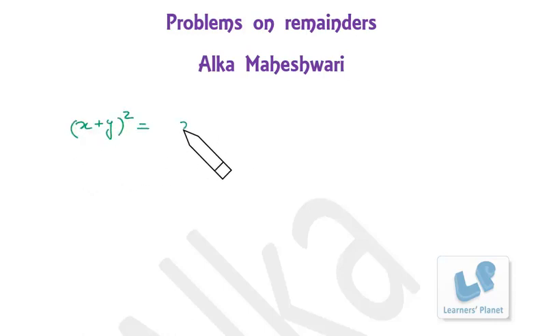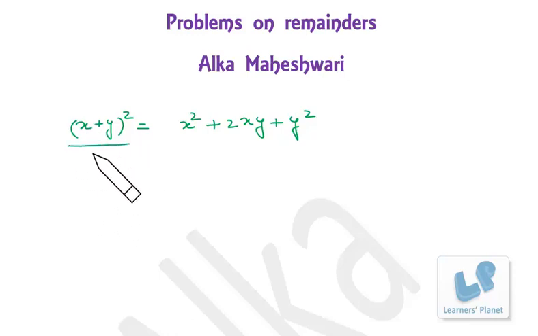Suppose I take x plus y whole square. Now x plus y whole square is x square plus 2xy plus y square, right? Now if x plus y whole square is divided by y, what will be the remainder? That means I have to divide this expression by y and get the remainder. The expansion of this is this, so if I divide this or this, that will be the same thing.